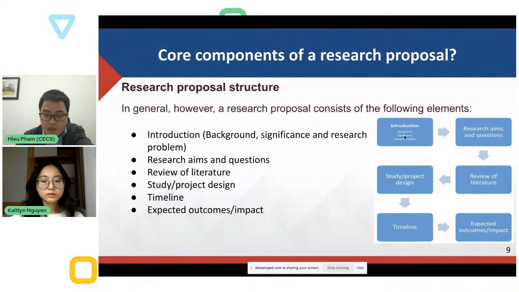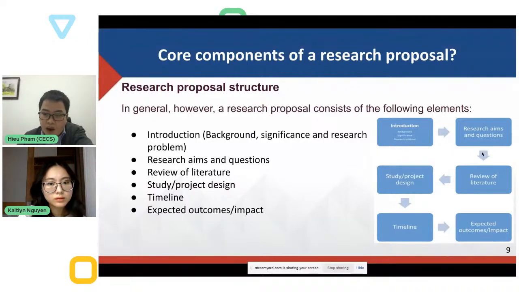You talk about your research topic, give a background, research problem, and you will move to research aim and question. This step is quite hard, because you need to understand what you want to solve, okay, what is important, and how you can solve that.